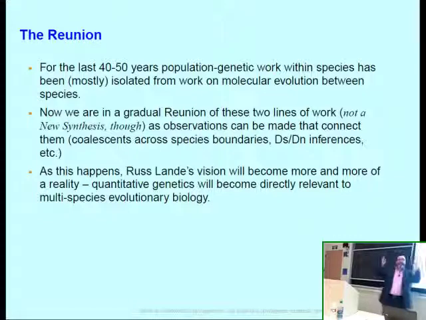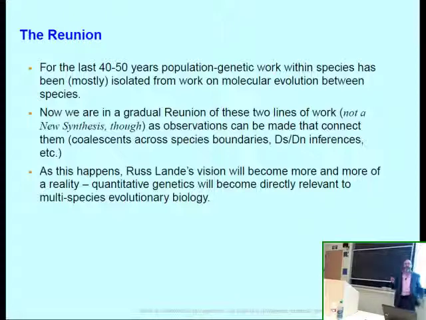Now, there's a new movement of these two lines of work back towards each other. It's not the result of any one person's work, but it's the result of work on things like coalescence, trees of genes, which you can extend across species. You can see gene trees in multiple species and look at things like effective population size and inferences about ancestral species. There also are the dS/dN, the non-synonymous synonymous ratios inferences that are going on between species, certainly connected to within species population genetics. So there's some real connections now.